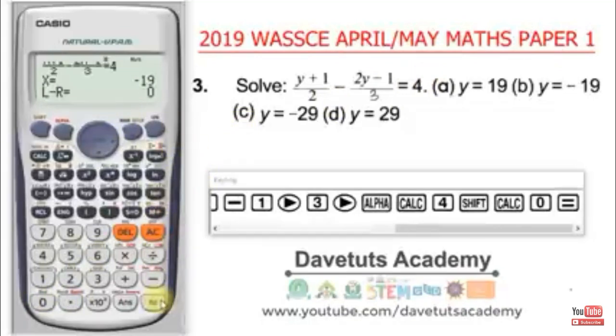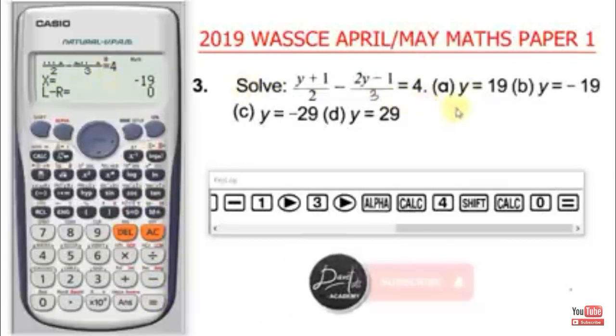So I can press equal to, and you can see the calculator is telling me that the solution to this question is that my unknown is minus 19. That means B is the correct option. Y is minus 19. Is the calculator not interesting? It is interesting.